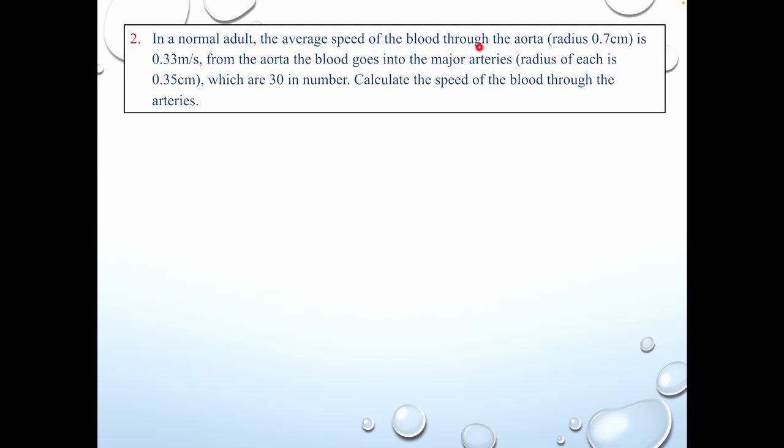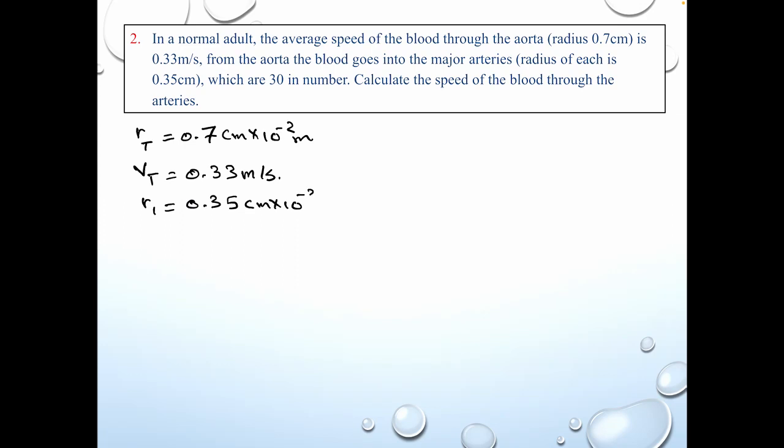The average speed of the blood through aorta, radius r total equals 0.7 cm times 10 to the power of negative 2 meter, is v total 0.33 meter per second. From the aorta, the blood goes into the major arteries, radius of each one 0.35 cm times 10 to the power of negative 2, which are 30 in number, n equals 30. Calculate the speed of blood in these arteries.